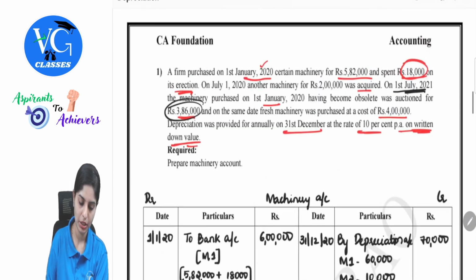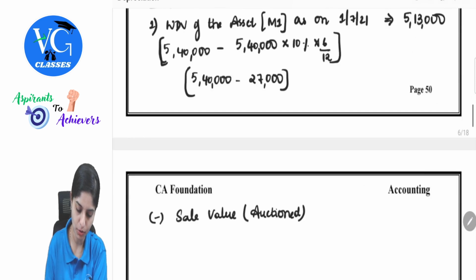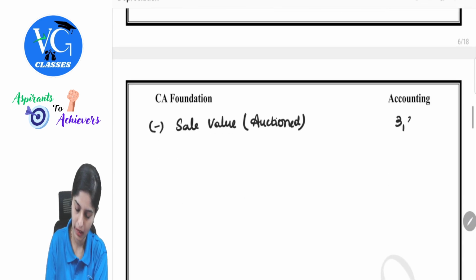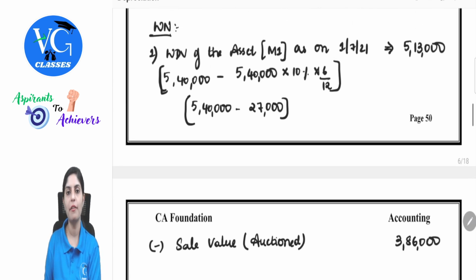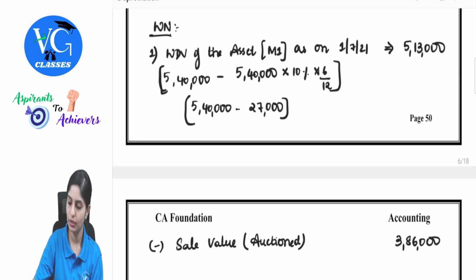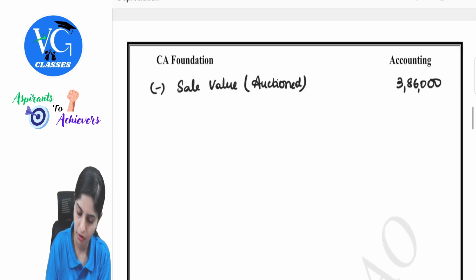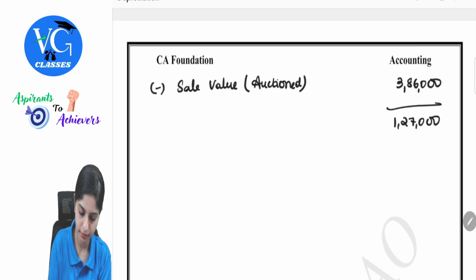That is how much? 3 lakh 86,000. WDV of the asset is more, where I am able to fetch only 3 lakh 86,000. So there will be a loss on asset, 1,27,000. Loss on sale.